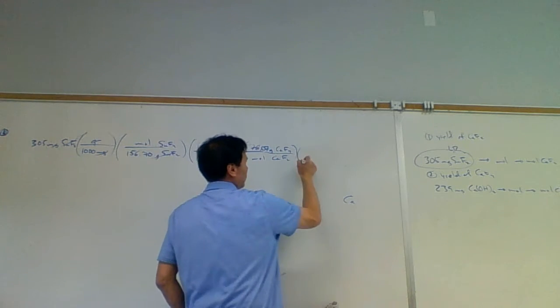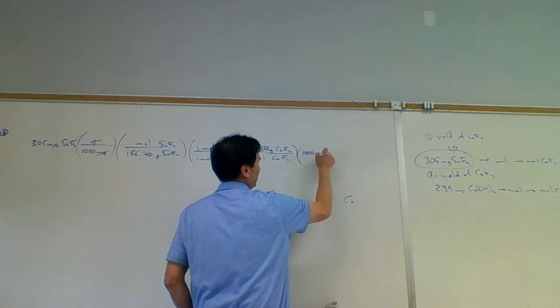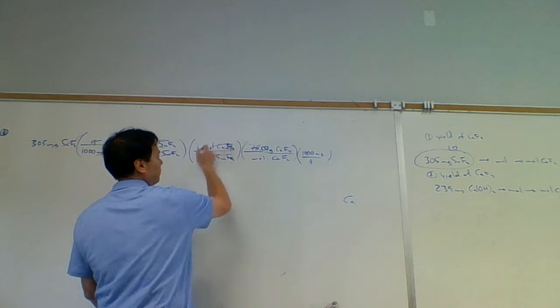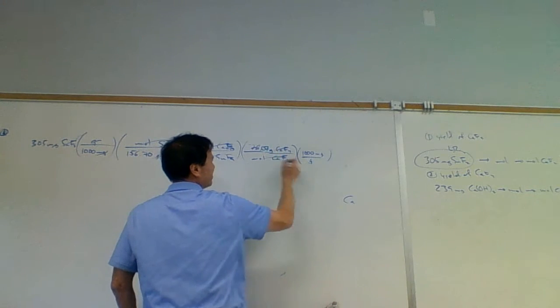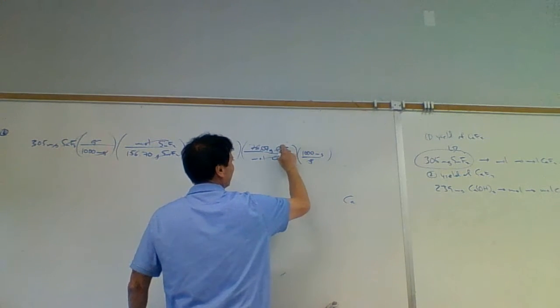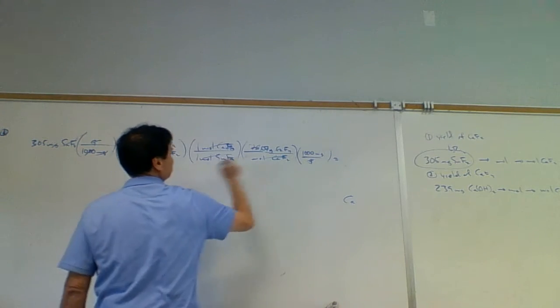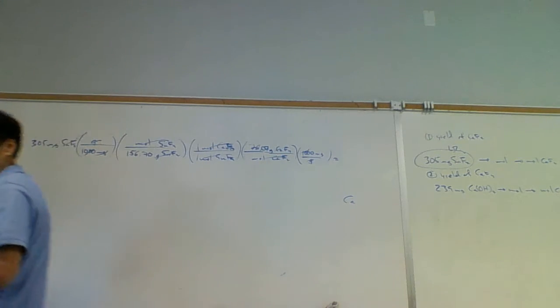And then we'll just go to milligrams, 1,000 milligrams per gram. And so moles of tin 2 fluoride, moles of calcium fluoride cancel, grams of calcium fluoride cancel, and then we're left with milligrams of calcium fluoride. Thousands cancel. So let's go ahead and do the calculation here.